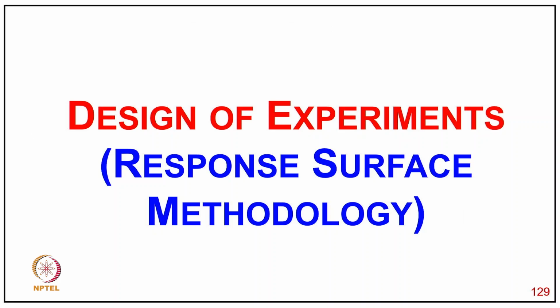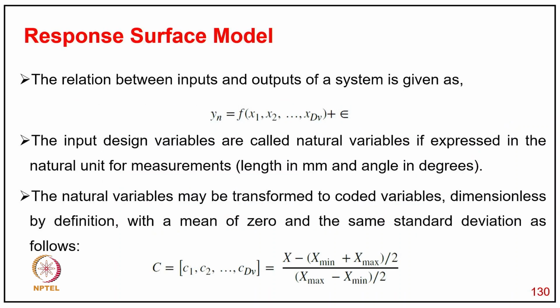Now coming to design of experiment by response surface methodology, which is another technique in DOE. So in the response surface model, the relation between input and output of the system is given by y equal to f(x) plus epsilon, and the input design variables are called natural variables if expressed in the natural unit of measurement, like length in millimeter and angle in degree. The natural variables may be transformed into coded variables, dimensionless by definition with a mean of 0 and the same standard deviation, such as c equal to (x minus (x minimum plus x maximum)/2) divided by (x max minus x minimum)/2.